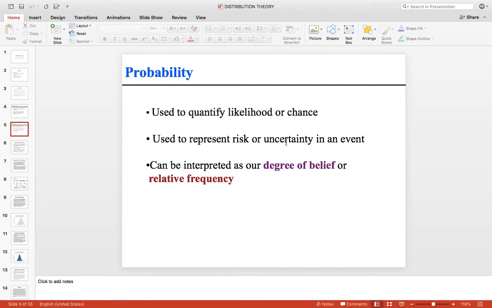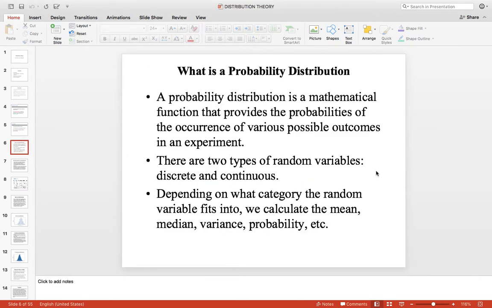But the probability tells us what is the risk, or what is the probability that one person will die, what is the probability that two people will die a day, what is the probability that three people will die. It can be interpreted as a degree of belief or relative frequency. Now, if you want to find out what is the probability of a particular event happening, then we usually use a distribution. Okay, and what we call is a probability distribution.